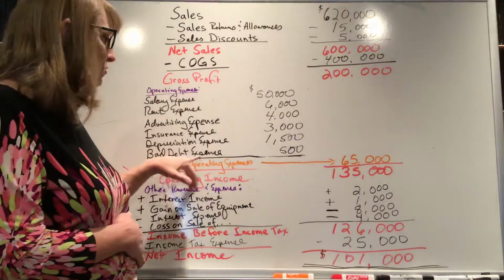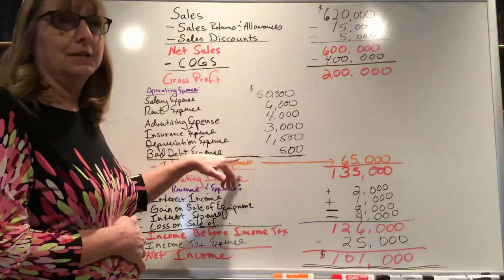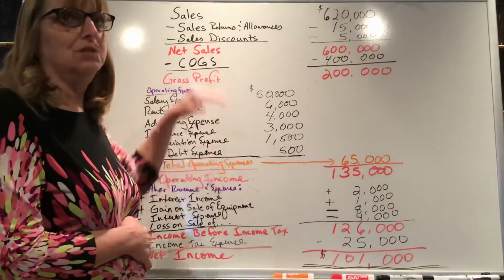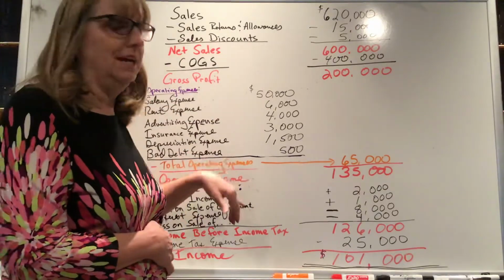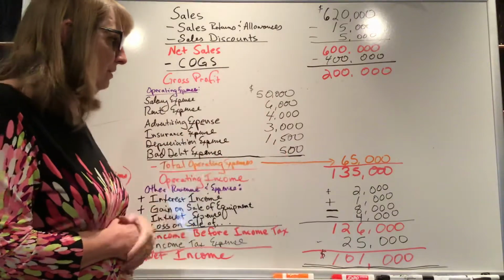But just for all you need to know now is bad debt expense is an operating expense. It won't be on the second exam, but it will be on the final exam when you do your multiple step income statement on the final exam. So just remember, bad debt expense is just an operating expense, just listed here.